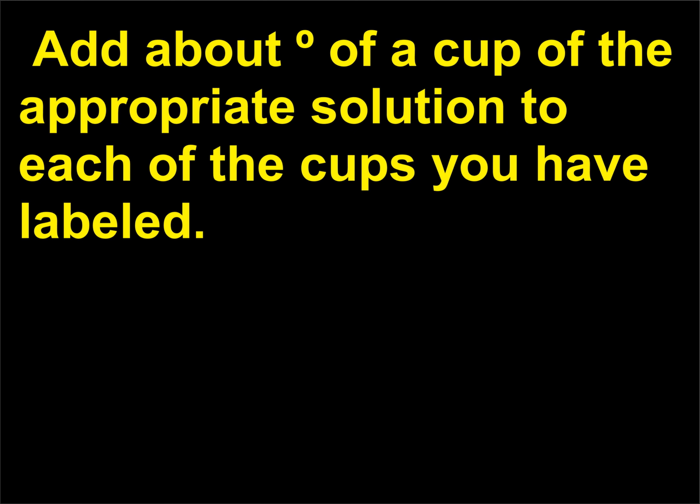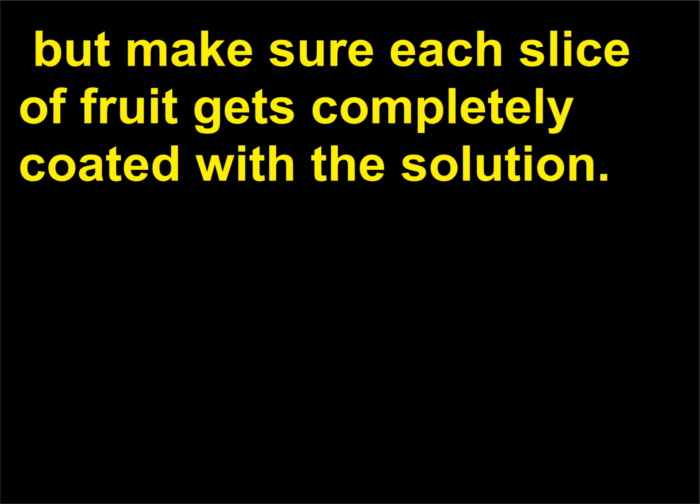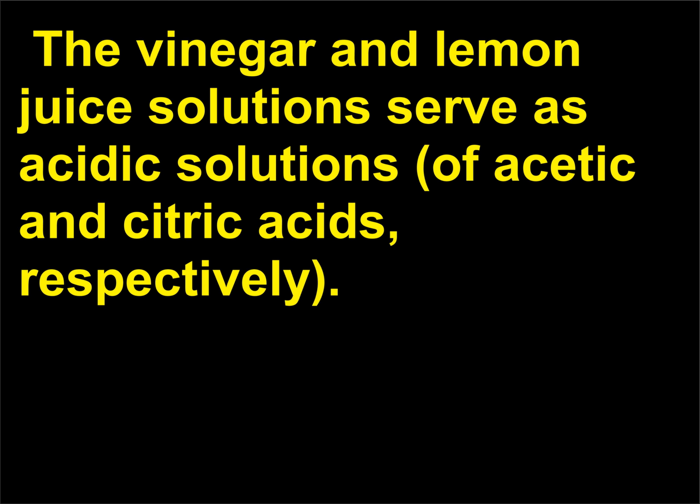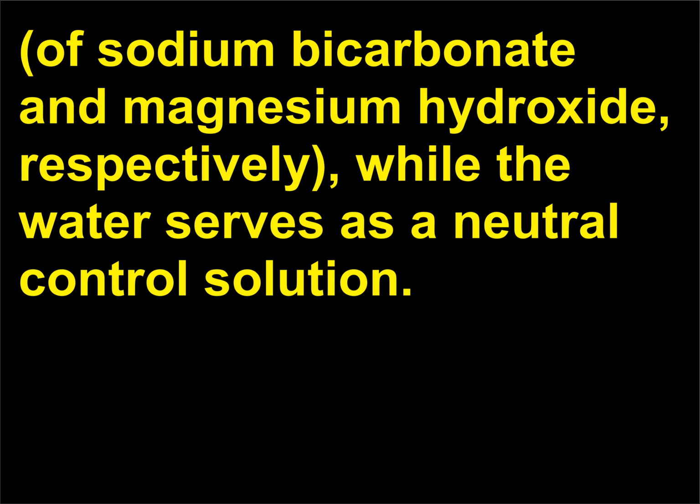Add about a quarter of a cup of the appropriate solution to each of the cups you have labeled. The fruit should not be completely submerged in the solutions, but make sure each slice of fruit gets completely coated with the solution. The vinegar and lemon juice solutions serve as acidic solutions, of acetic and citric acids, respectively. The baking soda and milk of magnesia solutions serve as basic solutions of sodium bicarbonate and magnesium hydroxide, respectively, while the water serves as a neutral control solution.